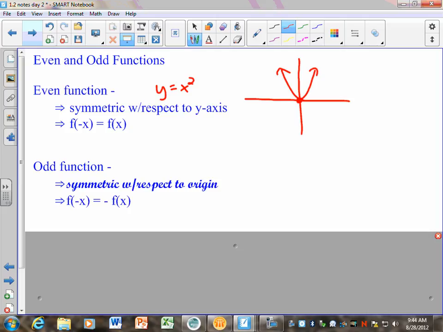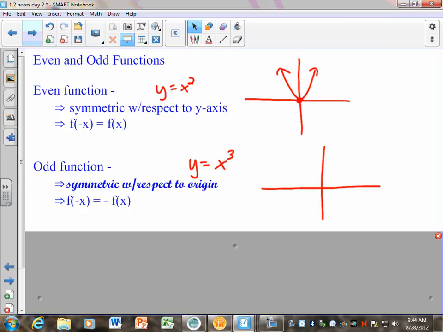Really easy odd function to remember is y equals x cubed. It's kind of like an S-shaped function. It still goes through 0, 0, but it kind of goes up like this, and this side goes down like this. That means if you plug in a negative x value, for all negative x values you plug in, you're going to get a negative y value to go with it.